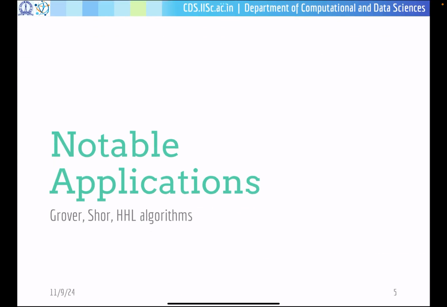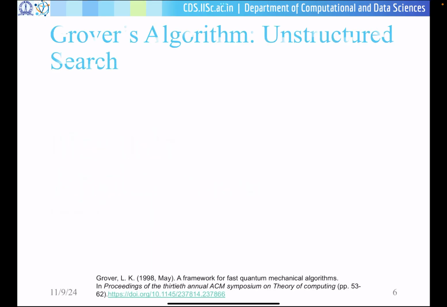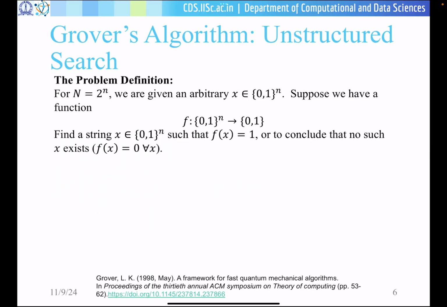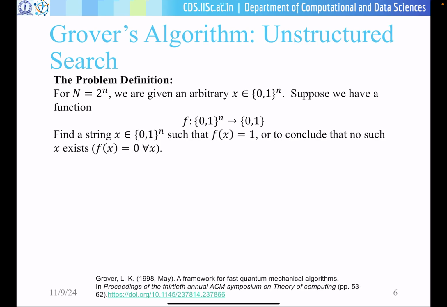Let us see some of the notable applications of quantum computing, some of the famous algorithms. So we'll start with Grover's algorithm. Grover's algorithm is basically used for unstructured search. Now, what do I mean by unstructured search?